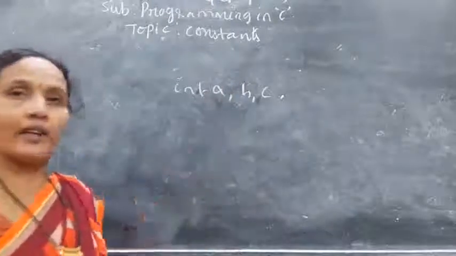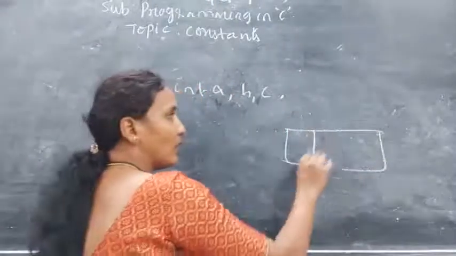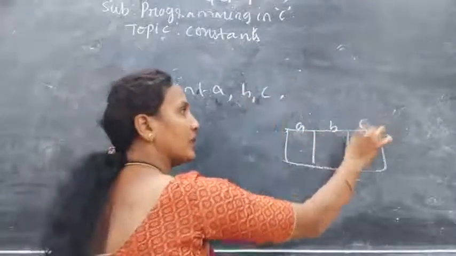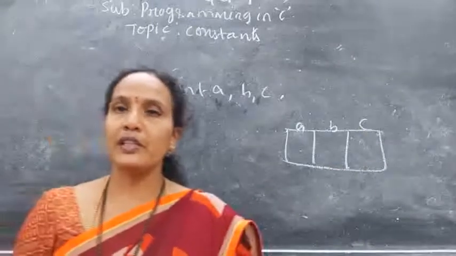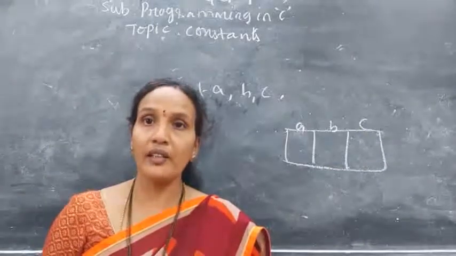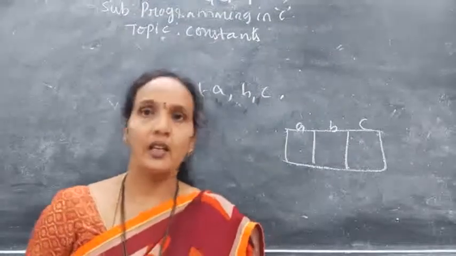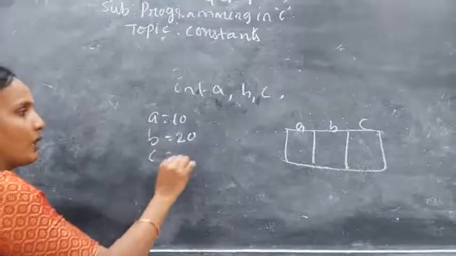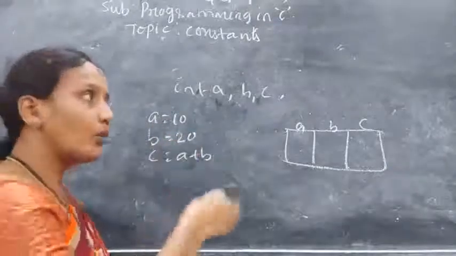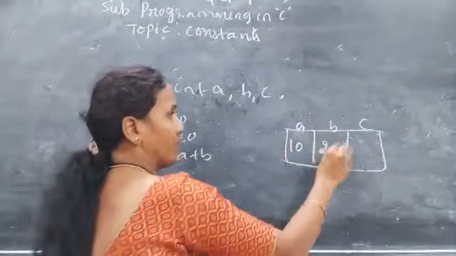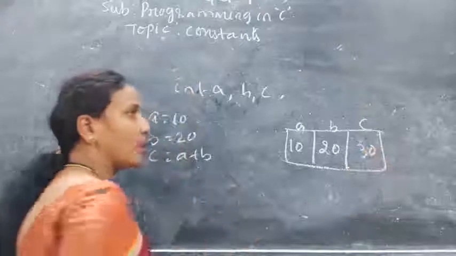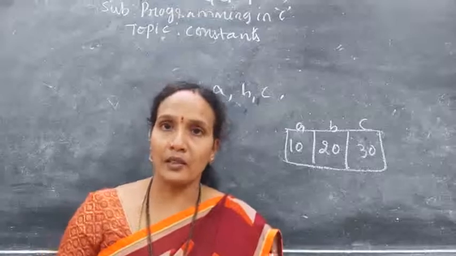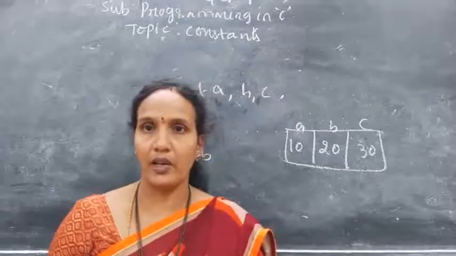Whenever you declare, you get blocks of memory for a variable to store the value. The first block name is A, the second block name is B, and the third block name is C. With the declaration only, you get memory, but there is no value. When you initialize like this, A equals 10, B equals 20, C equals A plus B, the value will be stored like this, C equals 30. Declaration and initialization.